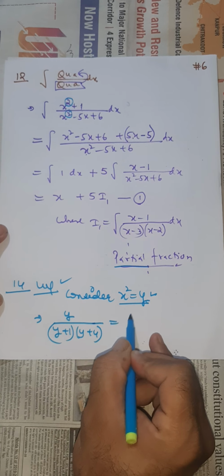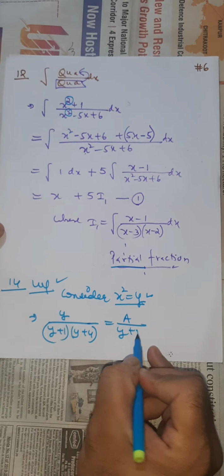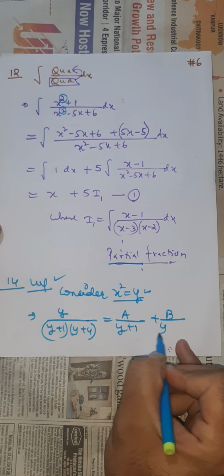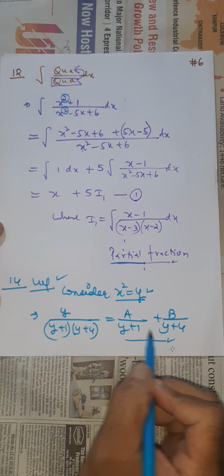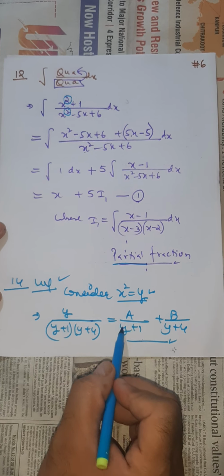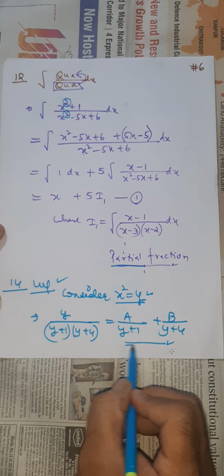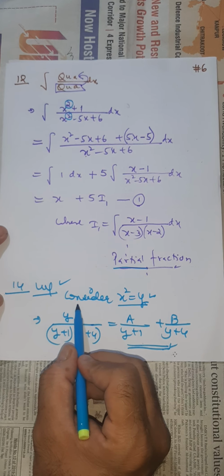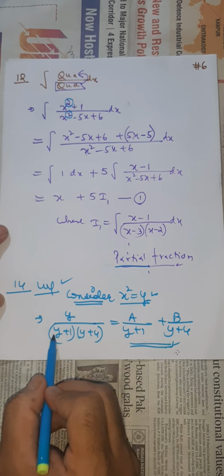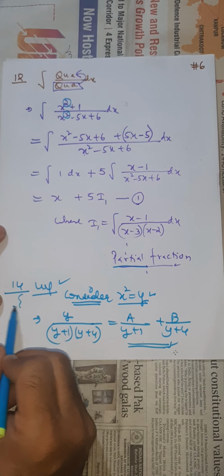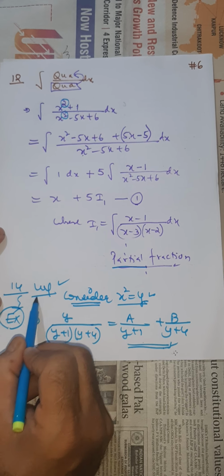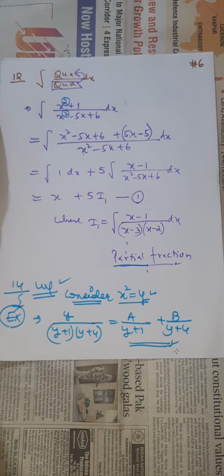Now use the partial fraction method, a upon y plus 1 plus b upon y plus 4. Right? And now get A and B, and then before you integrate, put the value of y, that is x square, and then you do the integration. Right? This is not the substitution, remember. We had such questions in the exercises also, you know it. So this is an important example.